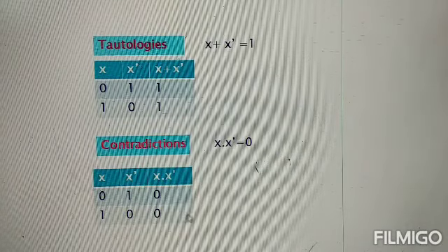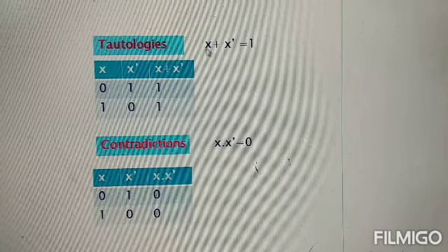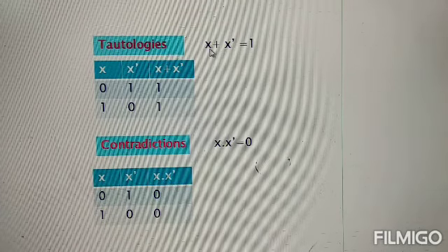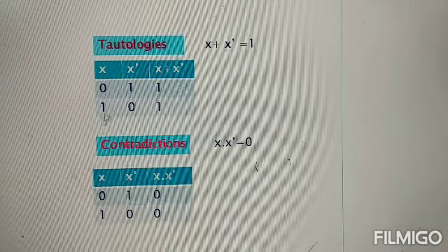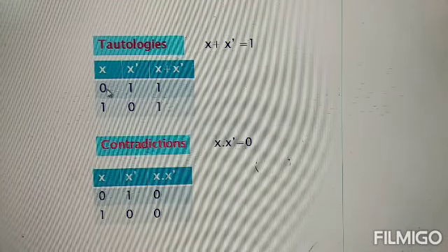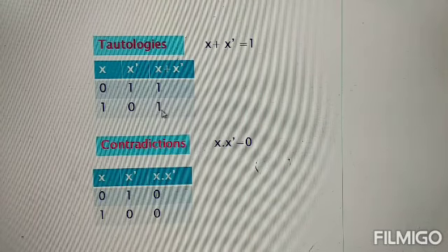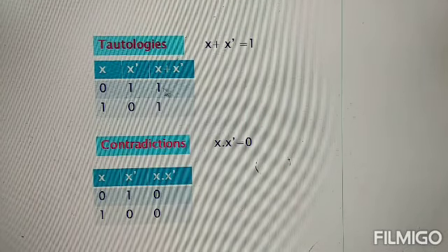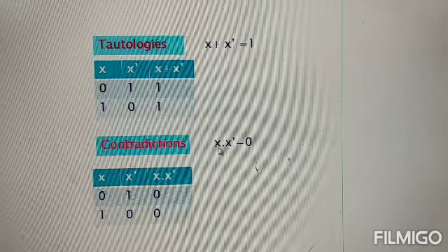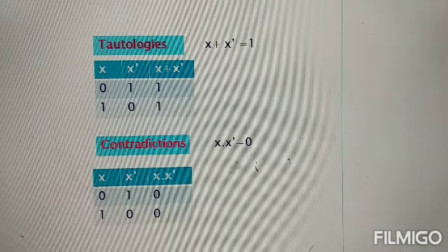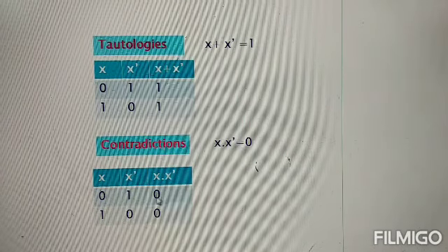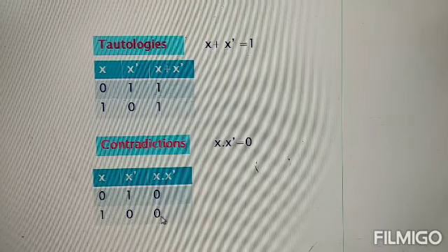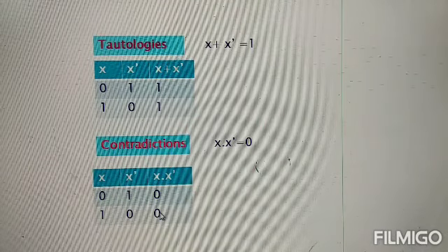Now let's understand the tautology example. A tautology is always 1. Look at this, X or X naught is 1. This is X 0, 1, this is X naught 1, 0, and 0 or 1 is 1, 1 or 0 is 1. So X or X naught is always 1. Contradiction or fallacy is X and X naught is 0, which is always 0. X 0, 1, X naught 1, 0, 0 and 1 is 0, 1 and 0 is also 0. So this contradiction is always false.